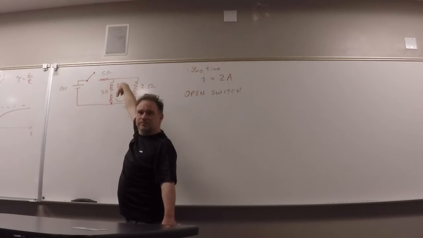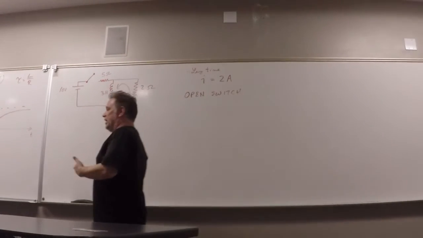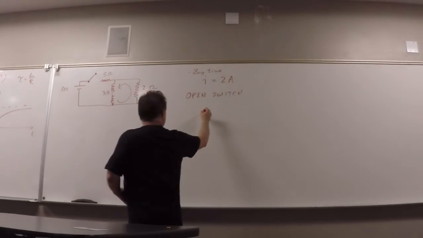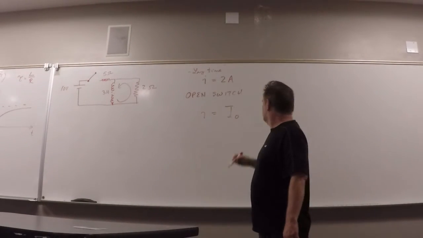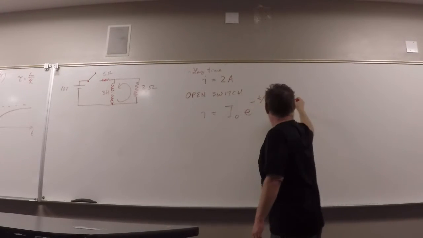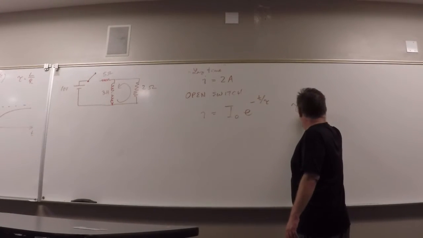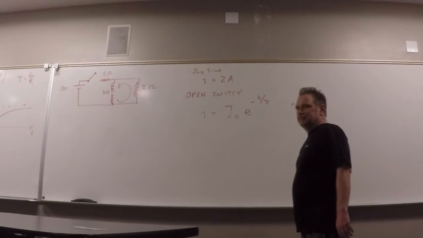So after you open the switch, the current ends up decreasing. Your current in the circuit is equal to the initial current that you had in the circuit, multiplied by e to the minus t over tau, where tau for our L circuit is L over R.